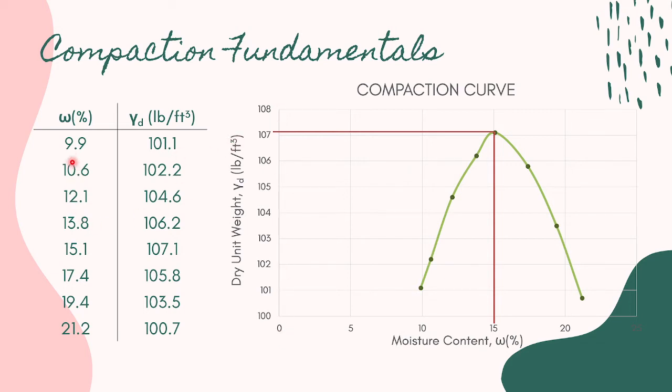And then you will notice that at 9.9%, the dry unit weight is 101.1. And so it will increase at 10.6. The dry unit weight is 102.2. And then similarly for 12.1, 13.8, and 15.1% of moisture content, the dry unit weight is increasing. But when the moisture content is equal to 17.4, the dry unit weight decreased.